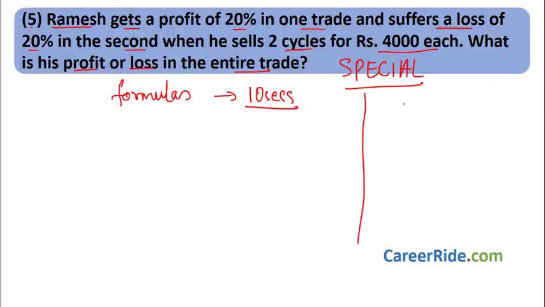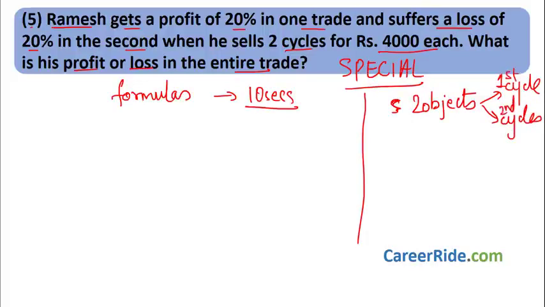Now look at the right hand side. Over here there are 2 objects, right? There are 2 trades, right? One trade, and that means 2 objects. What are the 2 objects? There is one cycle and there is the other cycle. They have given that there are 2 cycles. That means there is one cycle over here, this is the second cycle over here, right? This is the first cycle, second cycle. So there are 2 objects.